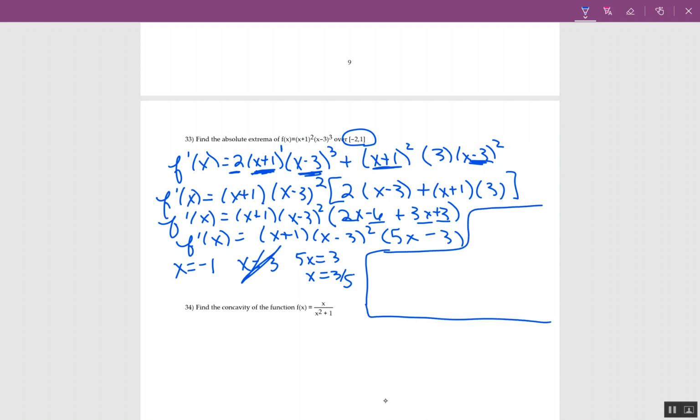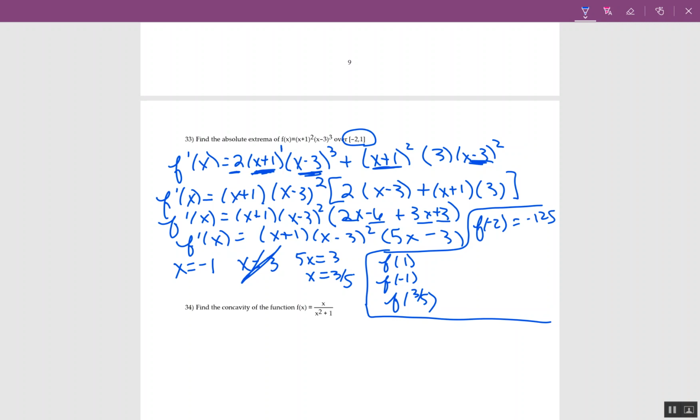Okay. So now we want to put all those numbers in and see what it gives me, and I see I don't have a lot of room left. So I'm going to look at f of negative 2, I'm going to look at f of positive 1, I'm going to look at f of negative 1, and I'm going to look at f of 3/5. Okay. So, go back to my calculator, go to the y, put in (x plus 1) squared, and then (x minus 3) cubed. So I have (x plus 1) squared times (x minus 3) cubed. I go over to the table, I put in negative 2, and it says negative 125.